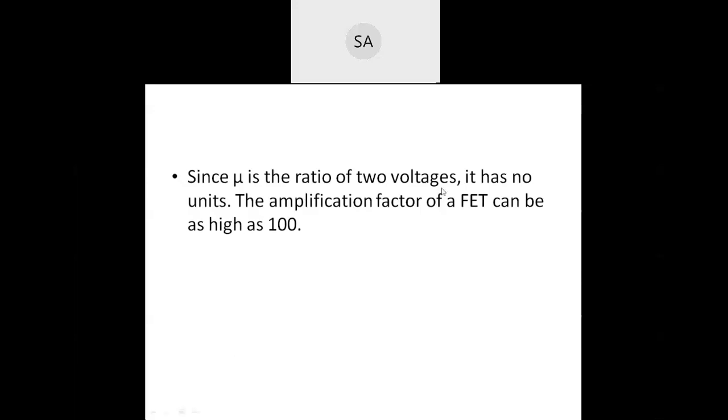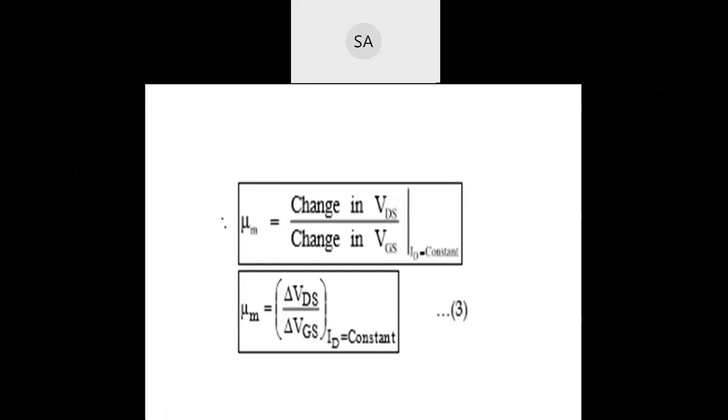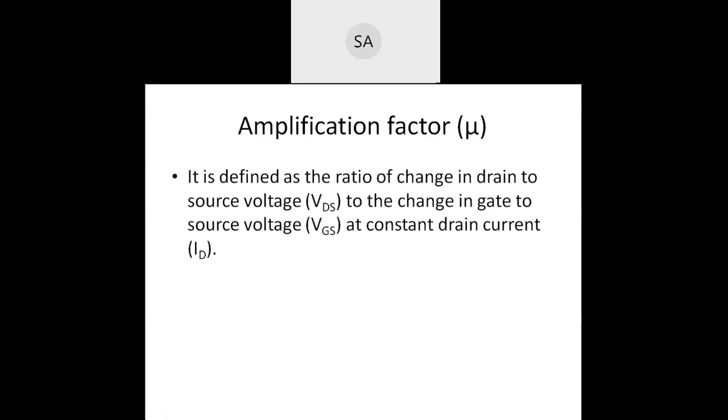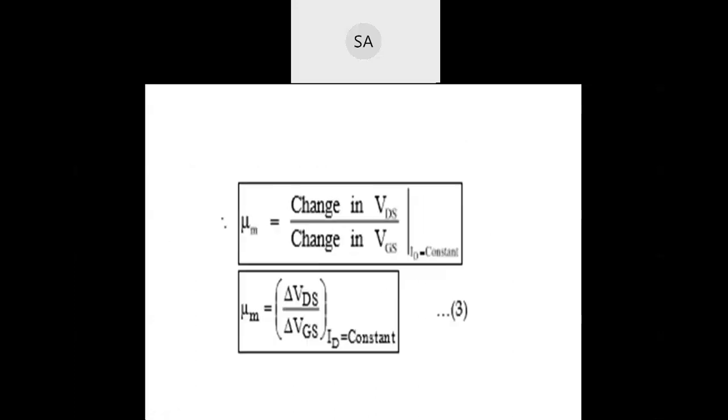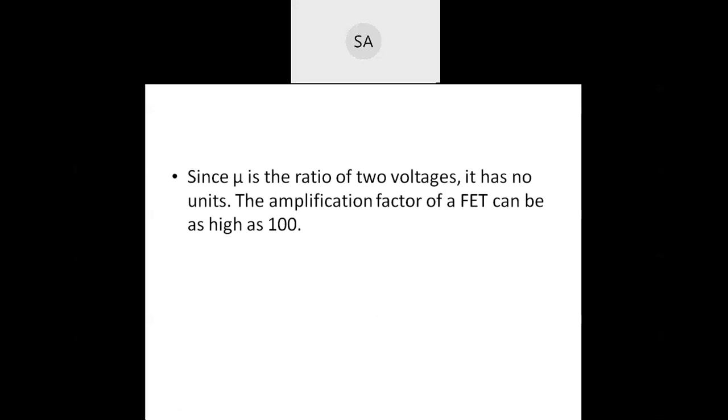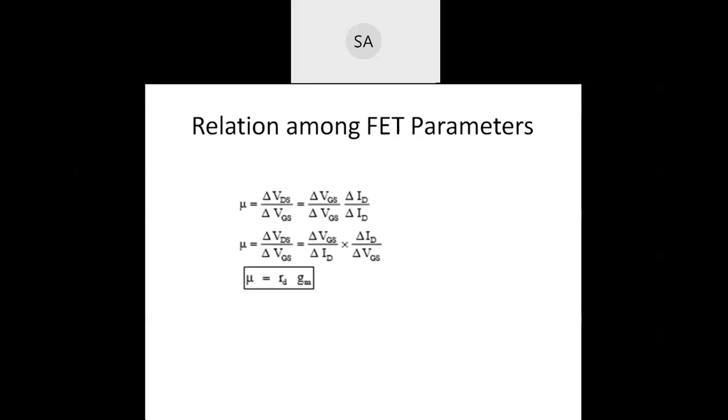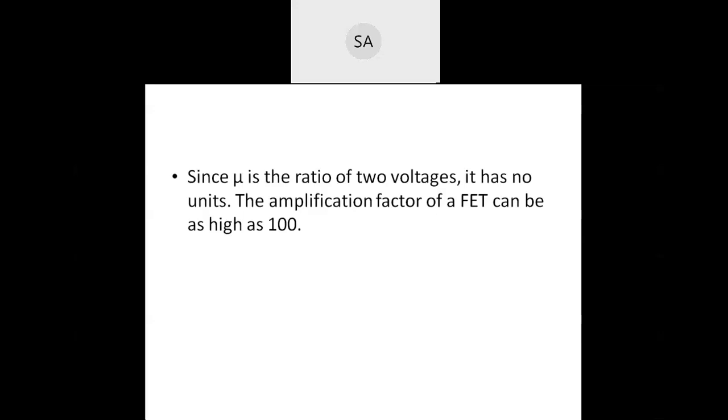Since mu is the ratio of two voltages, it has no units. Volts by volts, there are no units. Last, we have the drain resistance, which has the units V by I, so ohms, whereas the transconductance is I by V, so the reverse of ohms, that means mho or Siemens. The amplification is V by V, so there are no units. The amplification factor of a FET can be as high as 100. The amplification factor should be high, then the amplification is done perfectly.